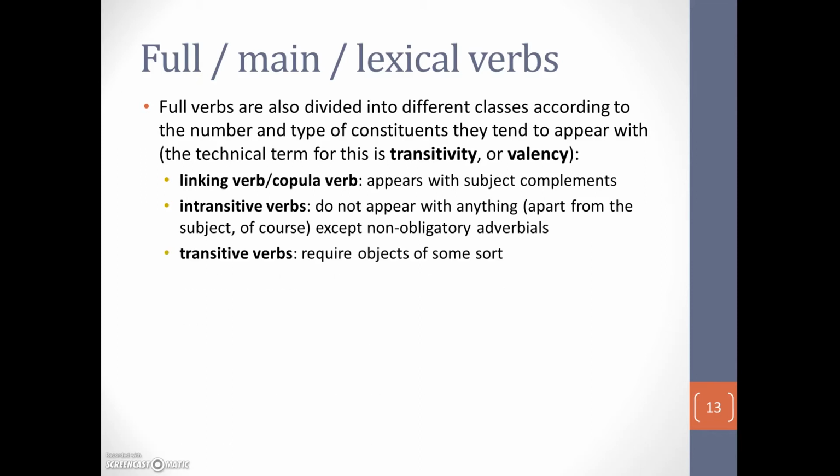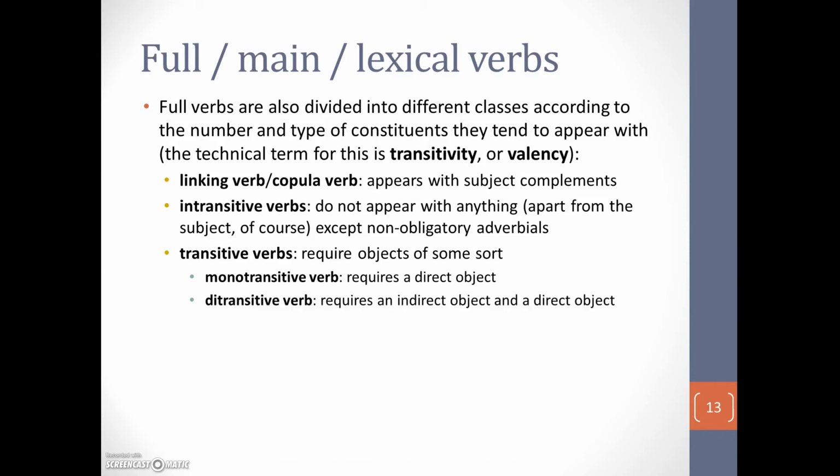Then we have transitive verbs, and they require objects of some sort, okay? Usually it's going to be a direct object, but obviously it can also be different sorts, because we have what we call monotransitive verbs. They are the ones that require a direct object. All right, so: he eats a cake. So eats here is the verb, and then we have the direct object, a cake.